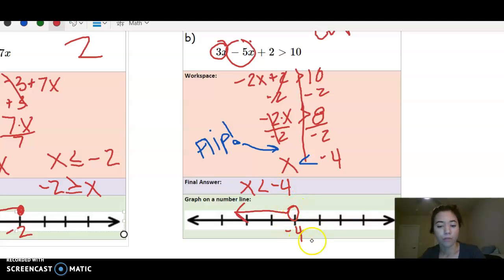So we write our number at negative 4. Less than means it's an open circle, and x is less than. All of those smaller numbers are to the left.